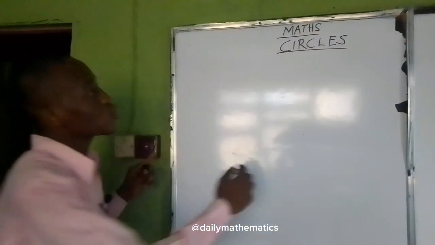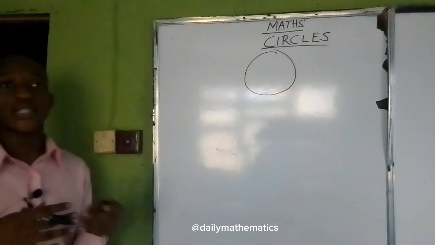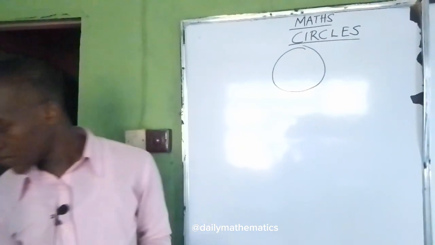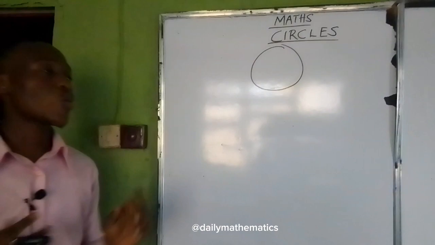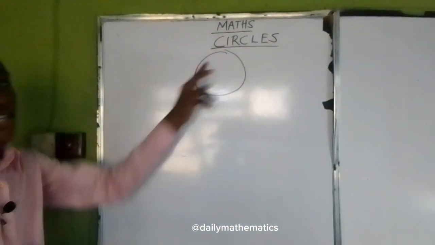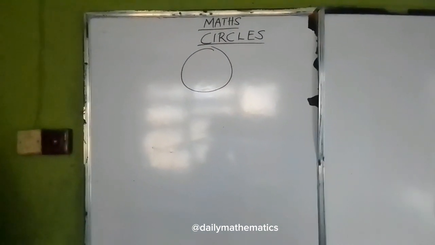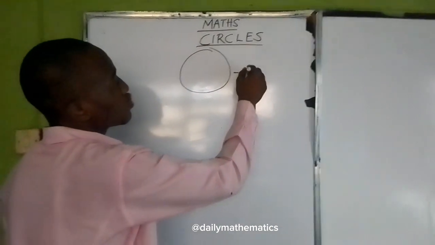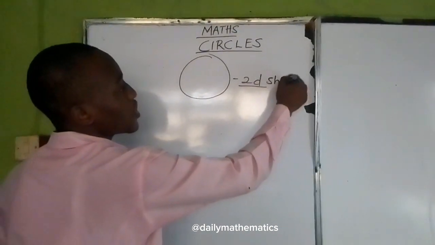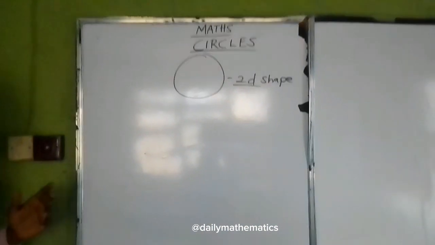So first, we all know a circle is round. Something like this is a circle. It looks like a sphere. A circle is a round shaped figure which has no corners and no edges. It's just round, and it is a 2D shape, meaning a two-dimensional shape.